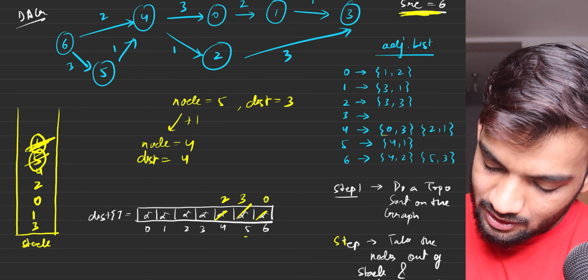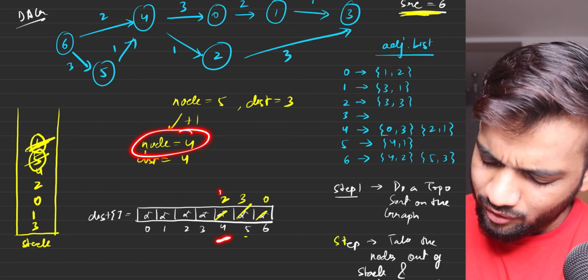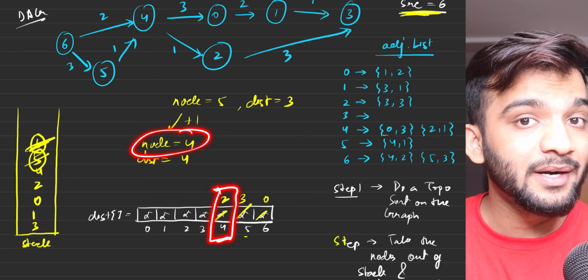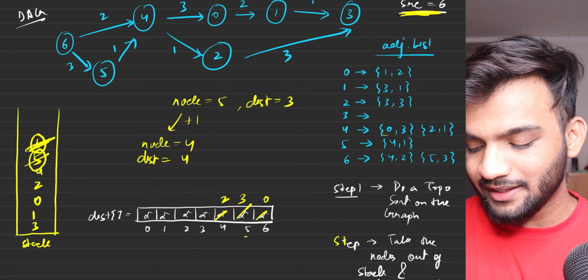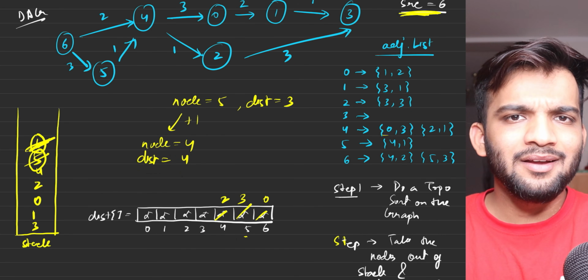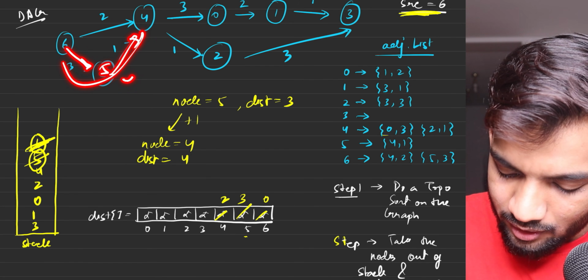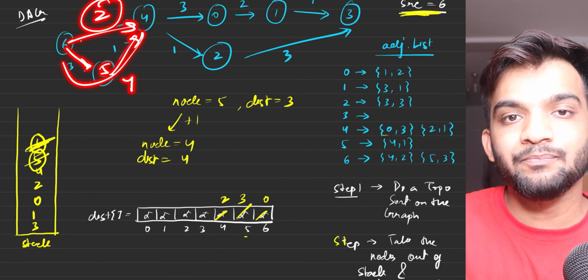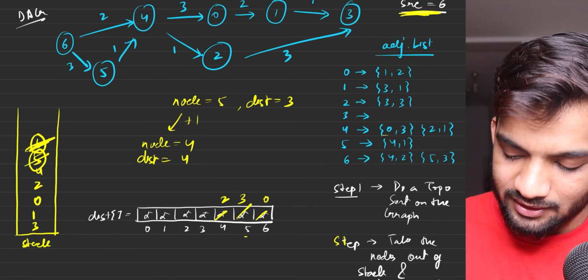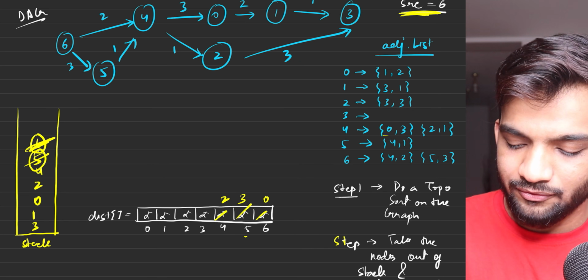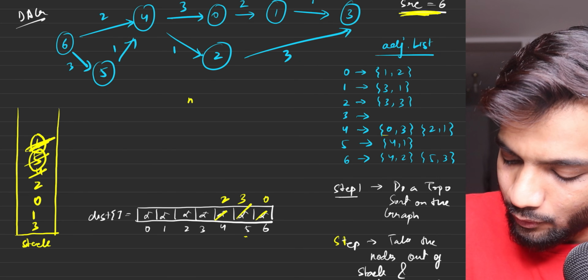And if you carefully see, in order to reach node 4, I already have a better option of 2. So will I take this 4? No. Why? Very simple. Because from 6 to 5 and 5 to 4, it will be 4. And from 6 to 4, it will just be 2, which we already have taken. So nothing to be done. Omit this off.